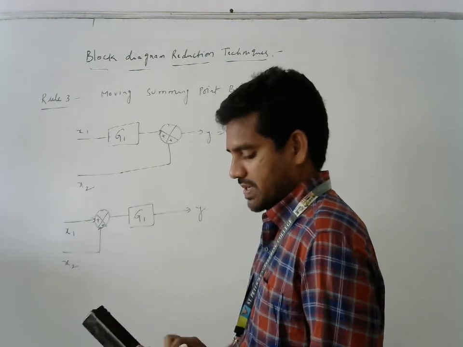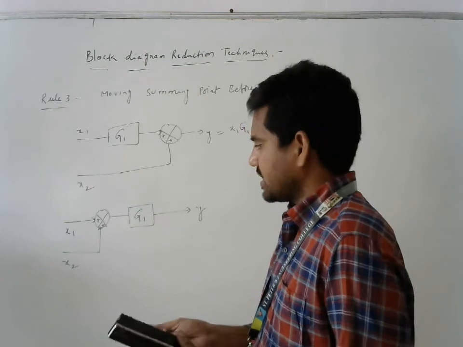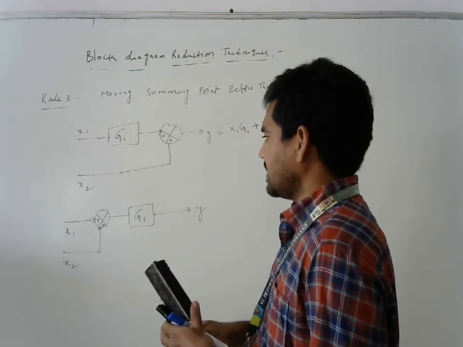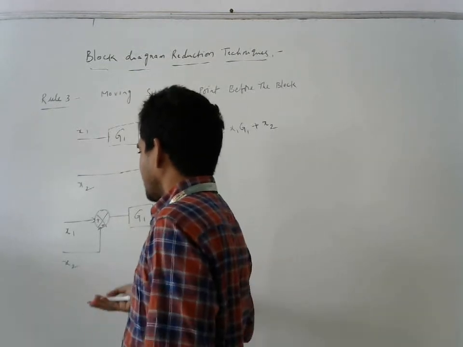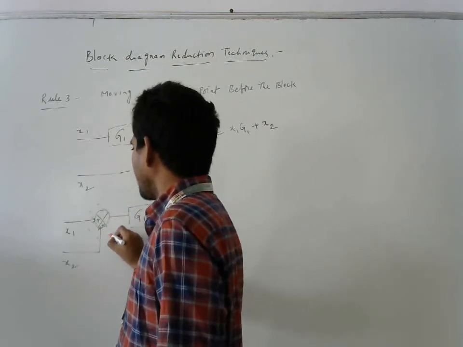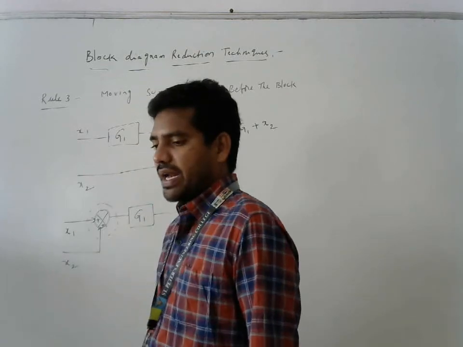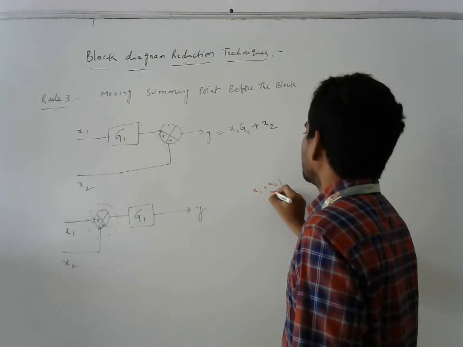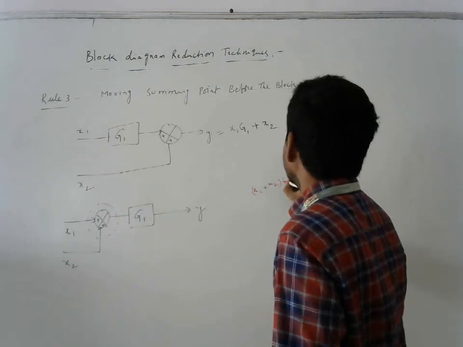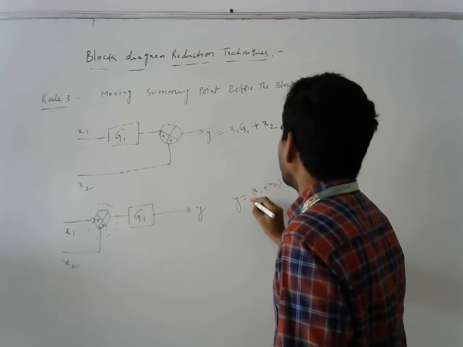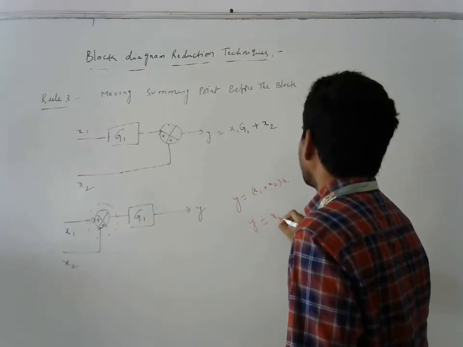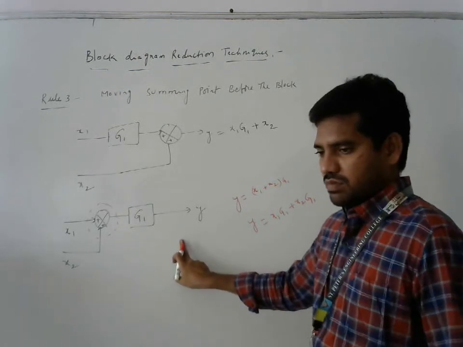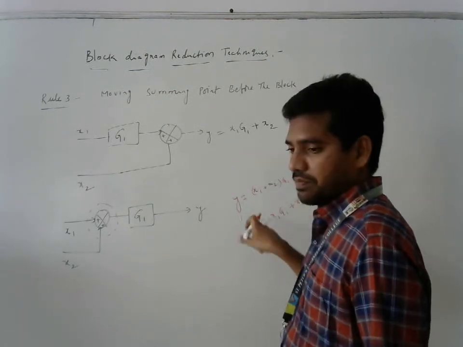Now at this particular summing point, the red color, what will happen? The two will be added. We get X1 plus X2, after that G1, which is equal to Y. But what is the Y value? X1 G1 plus X2 G1. Is it the same? Both outputs are not the same.